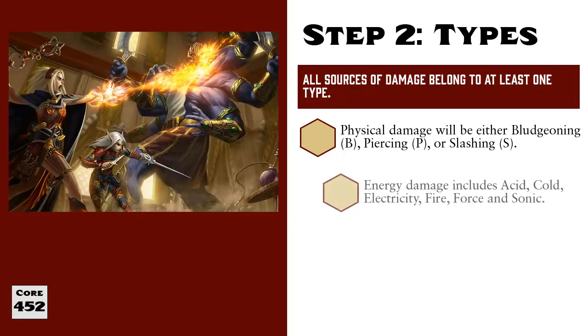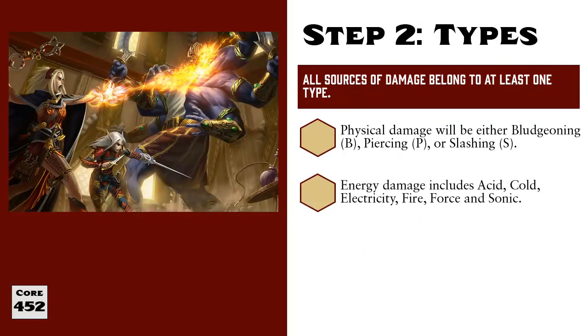Energy damage works much the same way with acid, cold, electricity, fire, force, and sonic damage. So if that warhammer I was just mentioning was a flaming warhammer, it might deal 6 points of bludgeoning damage and 4 points of fire damage. It's important to keep those separate rather than simply saying you hit the skeleton for 10 points of damage. And you'll see why it's important to keep those 2 damage pools separate when we get into step 3.